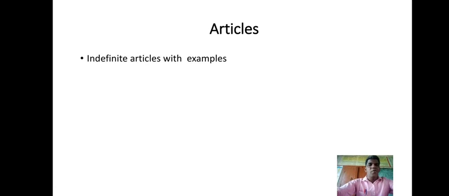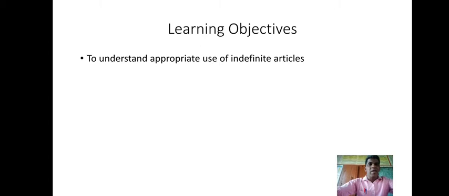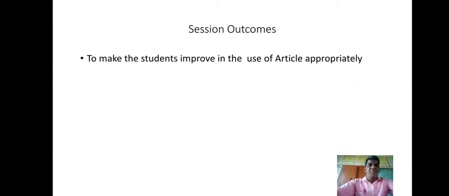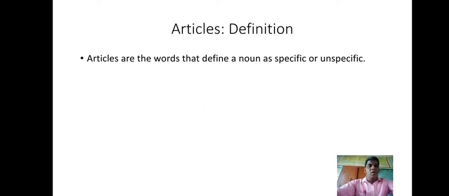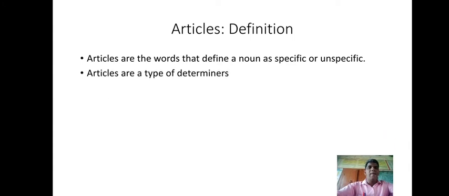In today's class, we shall discuss indefinite articles with examples. The learning objective for this session is to understand appropriate use of indefinite articles. Session outcome is to make you improve the use of articles. So, as you all know, articles are the words that define a noun as specific or unspecific. Articles are types of determiners. They determine whether a noun is specific or general.